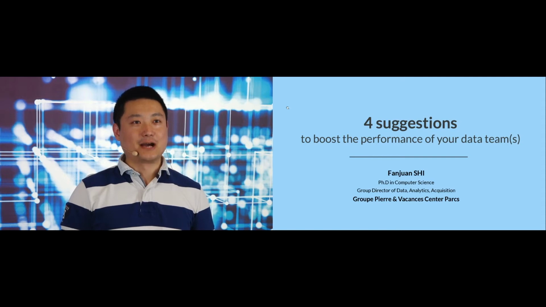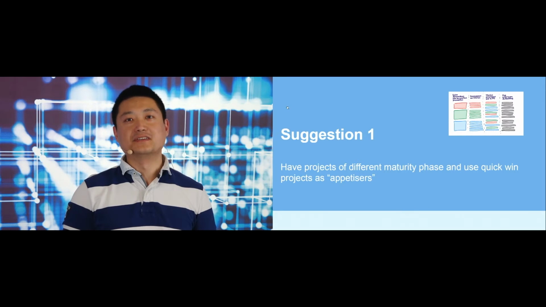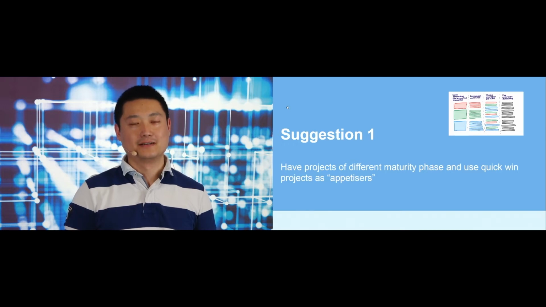The first suggestion I would like to share with you is that when you create your project backlog, always think about having projects of different maturity phase and use quick win projects as appetizers. Because data projects sometimes take a very long time to deliver. So by having projects with different maturity phase, you will be able to continue to deliver concrete results each quarter. And quick win projects as appetizers are also very important.